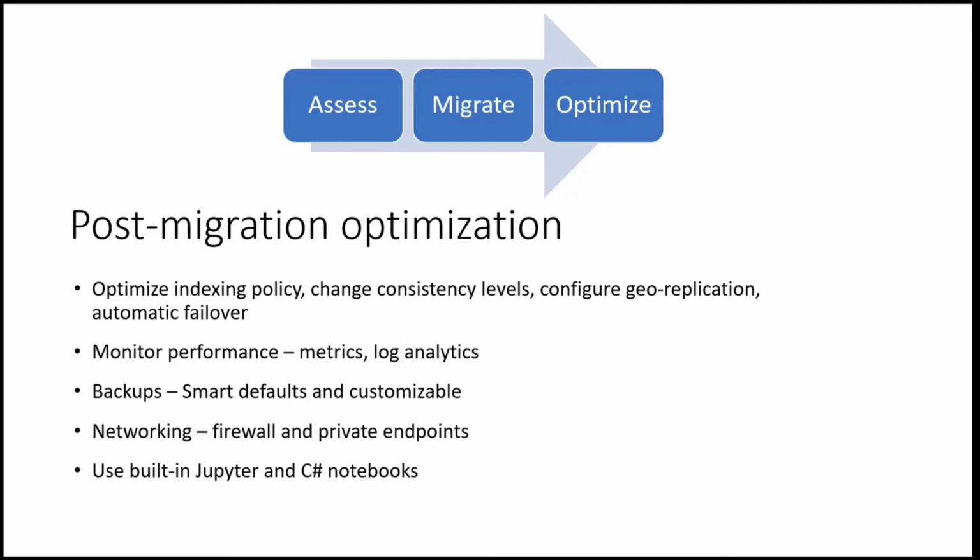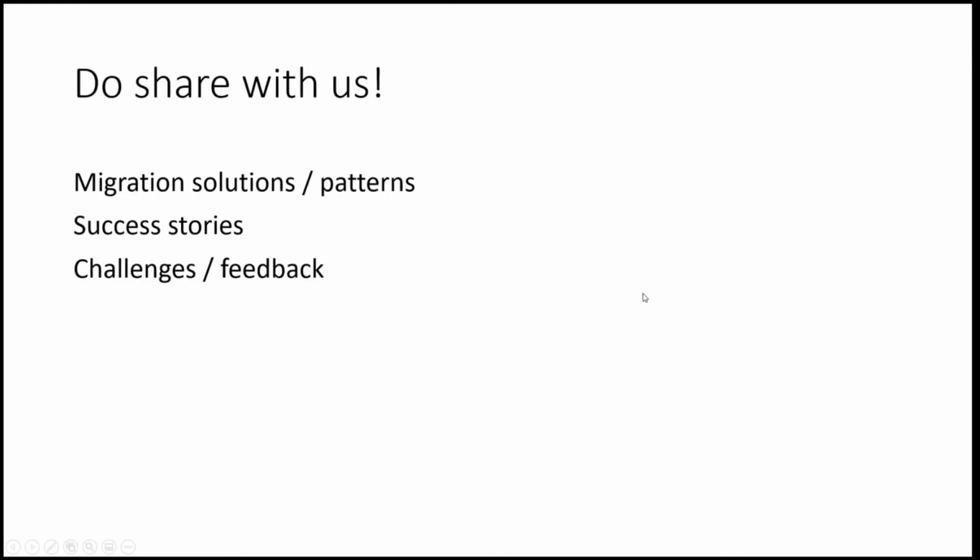Configure the firewall, the right private endpoint settings, and so on. Restrict the traffic flow to your database. And you can even use built-in Jupyter and C# notebooks for doing any operations and stuff like that. So yeah, those were a few post-optimization tips and techniques.